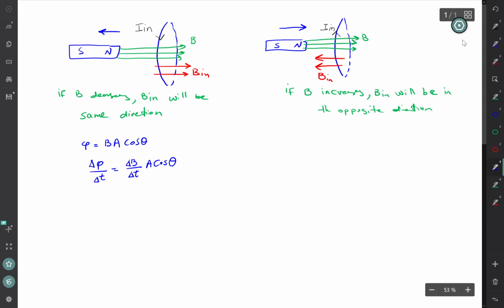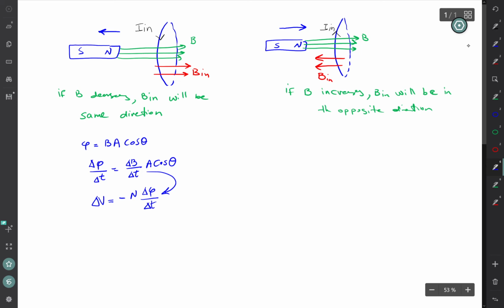The induced voltage is shown by delta V, and it is equal to minus n, where n is the number of loops. If you have one loop, n is 1, times delta phi over delta t. So you could grab this equation and put it in here for delta phi over delta t. The minus sign means that the induced magnetic field created by the loop would always oppose the increase or the decrease of the actual magnetic field.